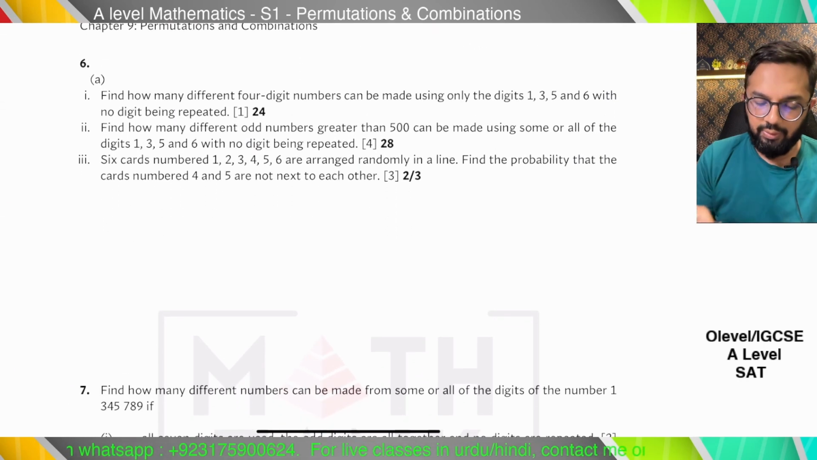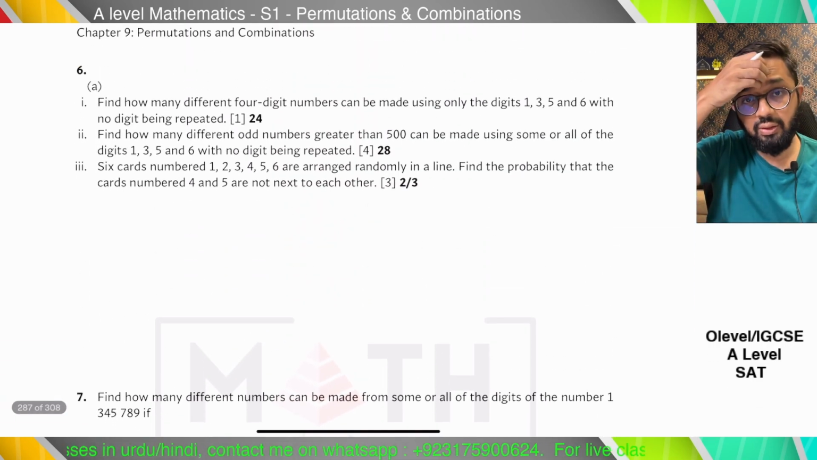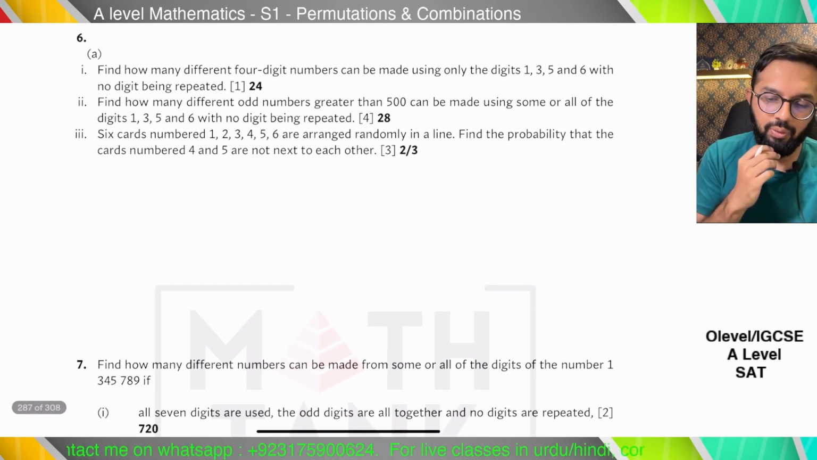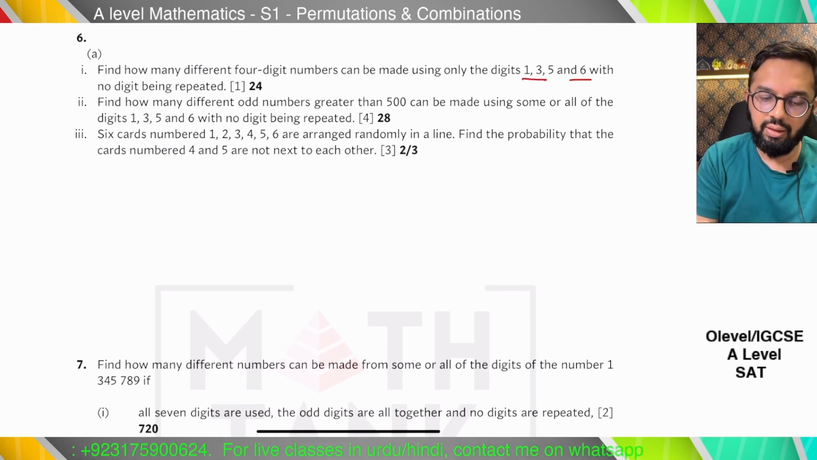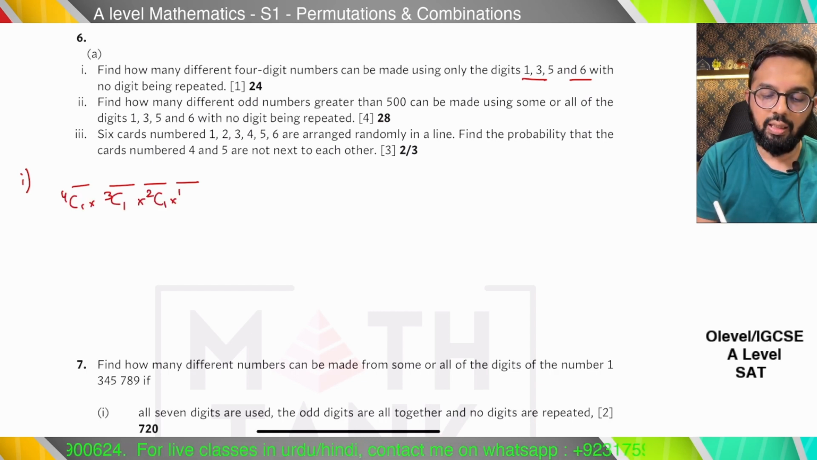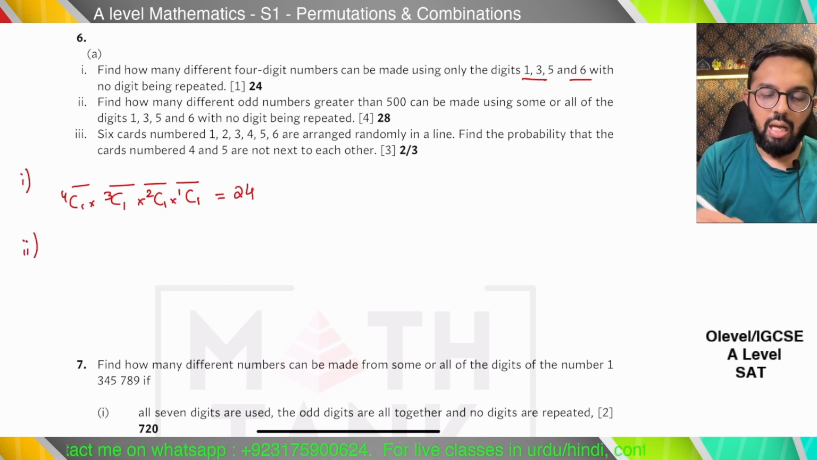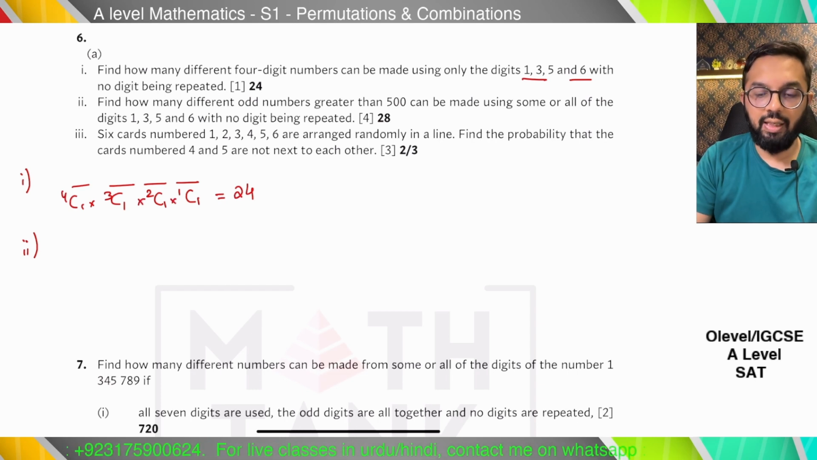Okay, let's look at these last two questions that we have, and there will be something very specific in these questions that I want you to note. It says find how many four-digit numbers can be made using only the digits 1, 3, 5, and 6 with no digit being repeated. I think that's fairly simple. You've done that repeatedly. You'll say 4C1, 3C1, 2C1, and 1C1. That gives me 24. But how many different odd numbers greater than 500 can be made using some or all of the digits 1, 3, 5, and 6 with no digit being repeated?